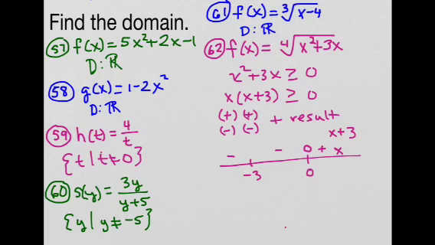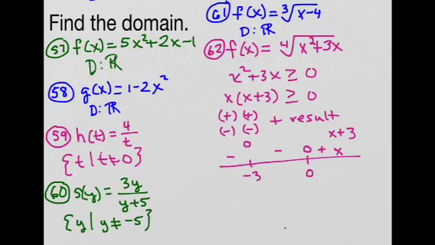The 0 for x plus 3 is -3, so that's the 0 for that factor. Any number bigger than -3 is going to give me a positive result, and any number less than -3 is going to give me a negative result. Okay, so I have a little sign chart or a little sign graph here.